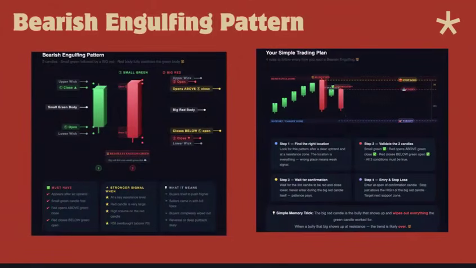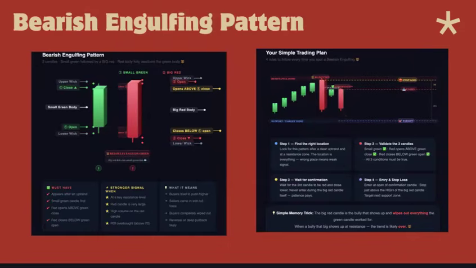Bearish engulfing candle, similar to the bullish engulfing candle. So here is how it works. Candle 1, a small green candle. Candle 2, a massive red candle. This candle opens above the green candle's close. Buyers are excited. But then sellers arrive with overwhelming force. The red candle crashes down and closes below the green candle's open, swallowing it completely.